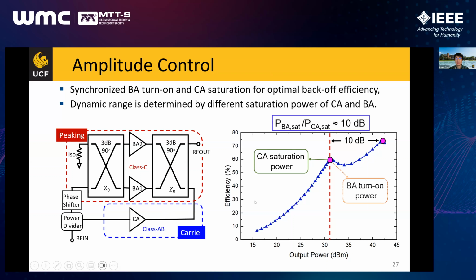And this can be realized by setting different turn-on thresholds of this peaking device and properly choosing the power dividing ratio of the input power divider. So both the gate biasing voltage of this peaking device and the power dividing ratio at the input are effective to synchronize the CA saturation and the BA turn on.